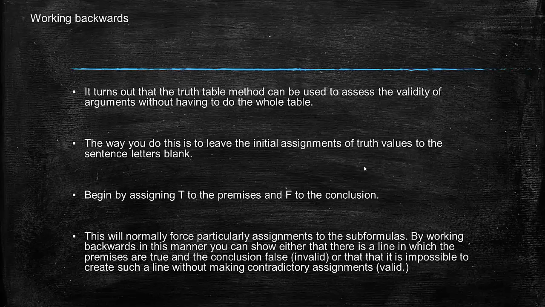So by working backwards, on the assumption that the premises are true and the conclusion is false, you can figure out whether it's possible to fill out the values so that you get that. And if you can't get it, then it's impossible for the premises to be true and the conclusion false, which means it's valid. If you can, and you can do it with every single one of the assignments of true premises and false conclusion, then it's invalid. So let's see how that works.